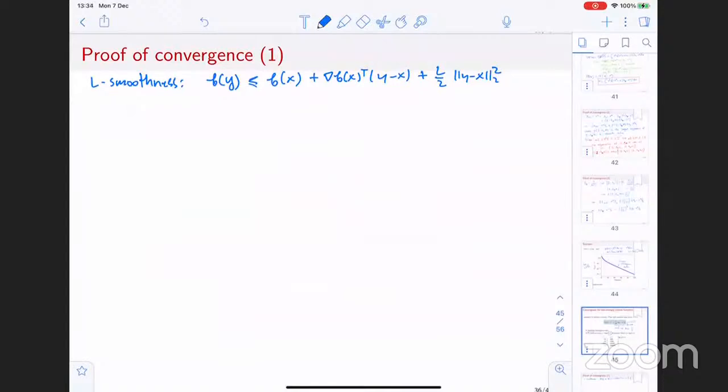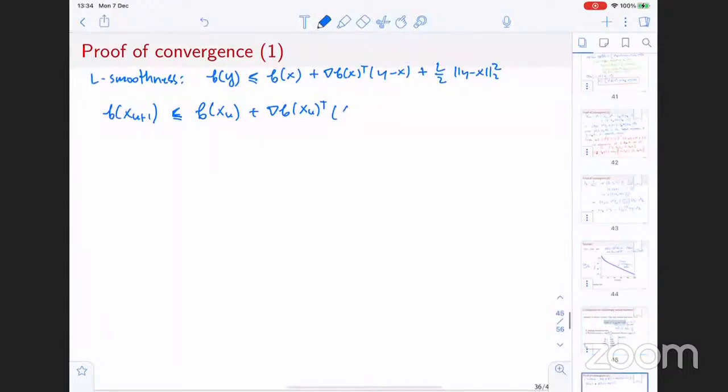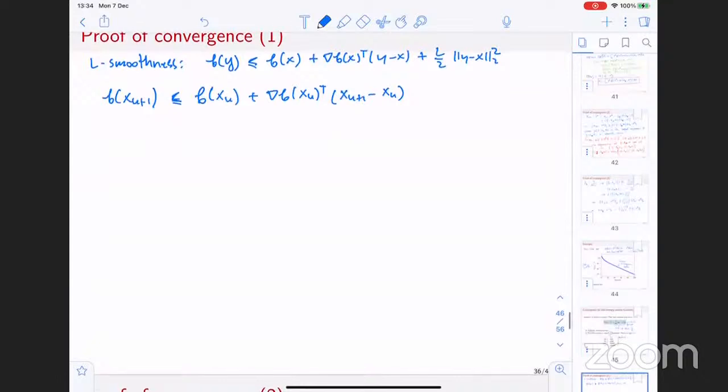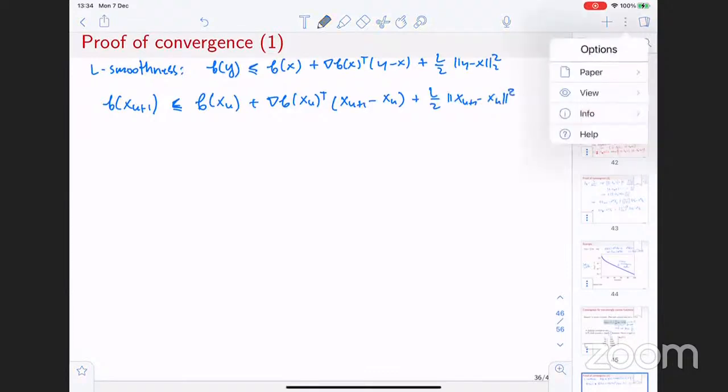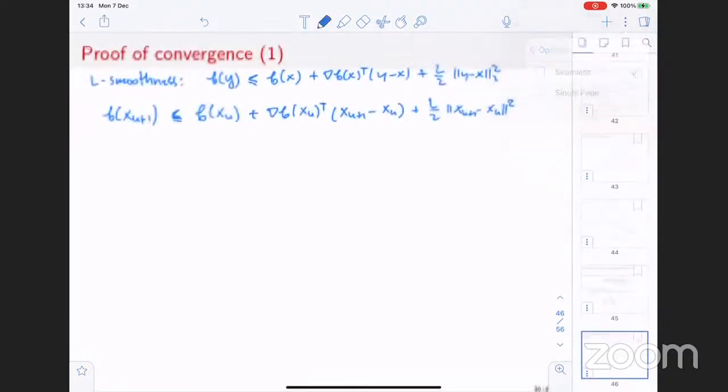So this is telling me that f at xk plus 1 is less than f at xk plus the gradient of f at xk transpose times xk plus 1 minus xk, and then I have plus L over 2 times the norm of xk plus 1 minus xk squared. Okay.